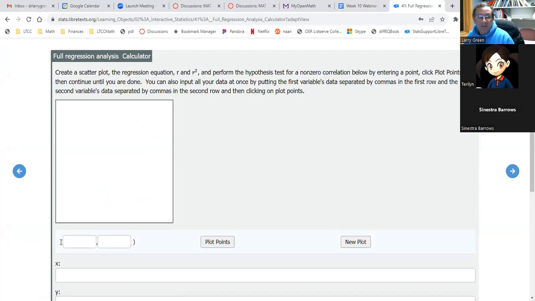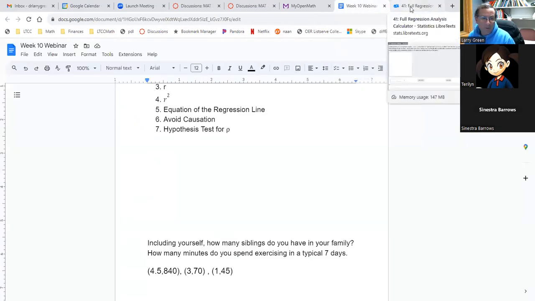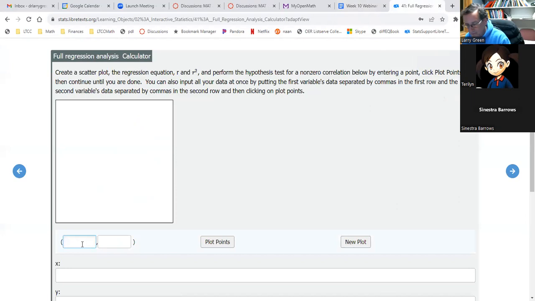Okay, so I'll do it this way first. I'll do it the other way next. So I have 2 ways I made in the calculator. So the first one was 4.5, 840. Let's plot the point. Okay, not that interesting, just one dot. But you can see we have axes. And we can see that 4.5 and then 840 as a dot.